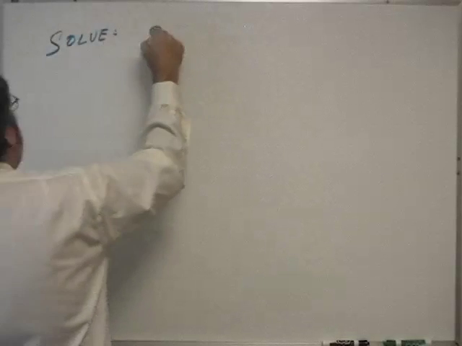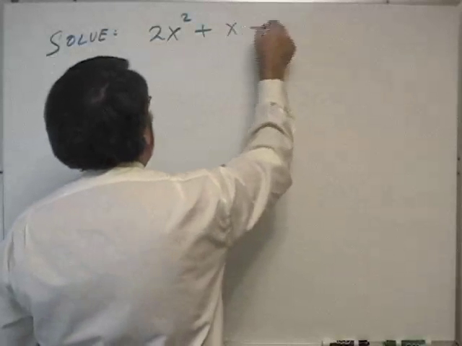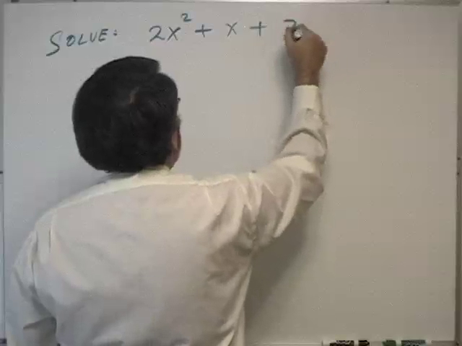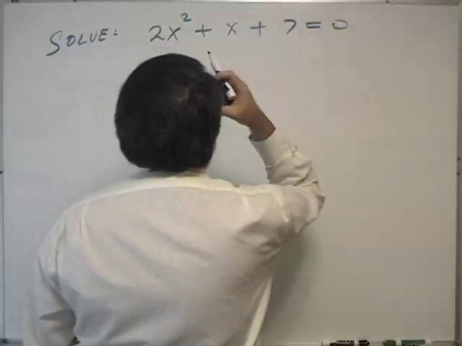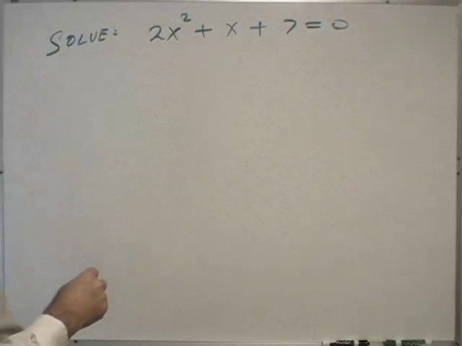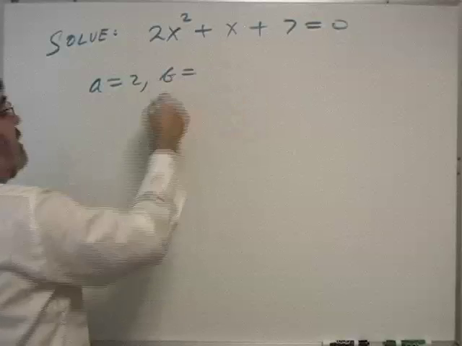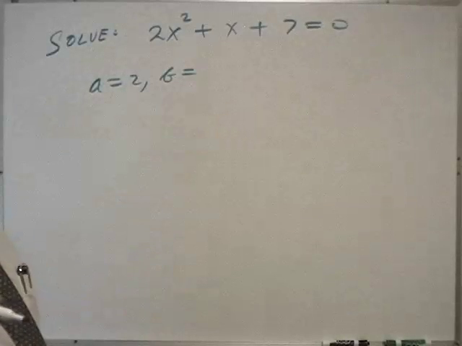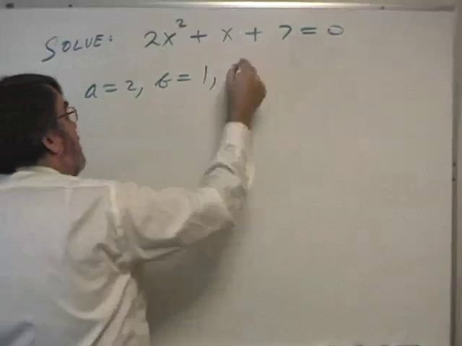Let's do a problem. We'll solve 2x squared plus x plus 7 equals 0. Alright, so a equals 2. B equals what number? I'm using the quadratic formula here to solve this problem. Well, the coefficient of x is 1, so b equals 1. C equals 7.